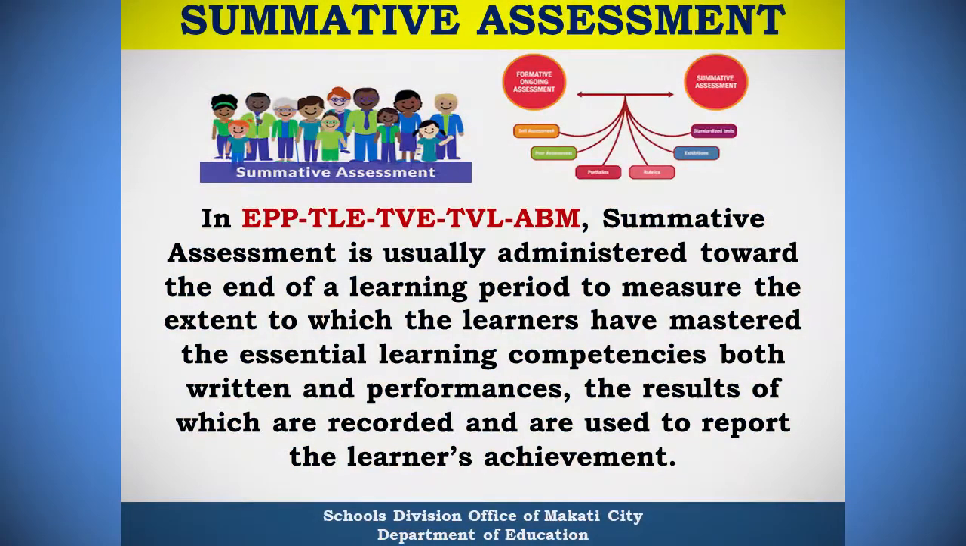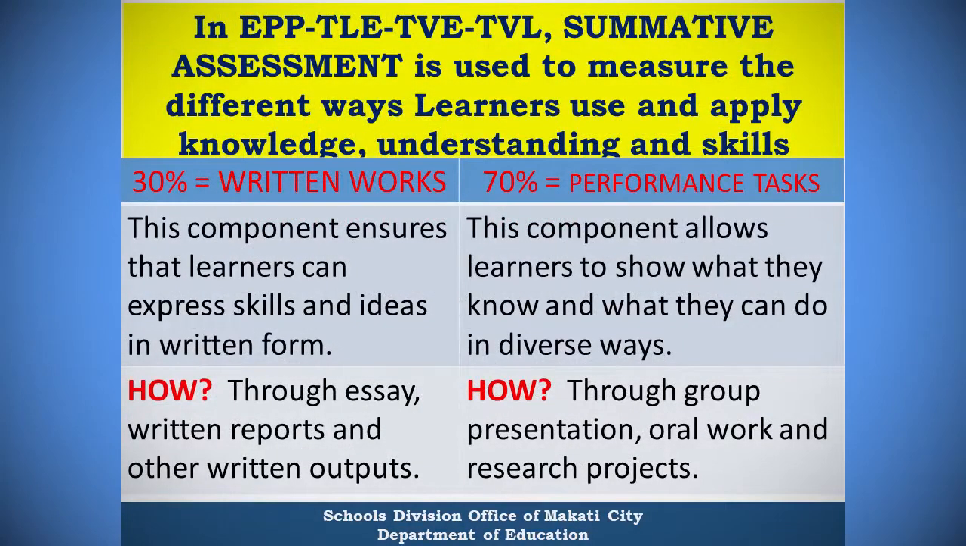In EPP-TLE-TVE-TVL-ABM, written and performance summative assessments are usually administered toward the end of a learning period, which are recorded and are used to report the learner's achievement. The written assessment in EPP-TLE-TVE-TVL-ABM earns 30%, while the performance assessment earns 70%.